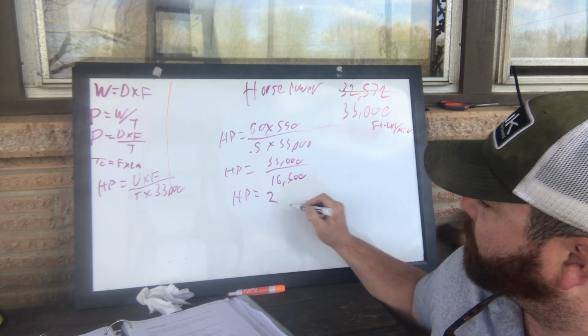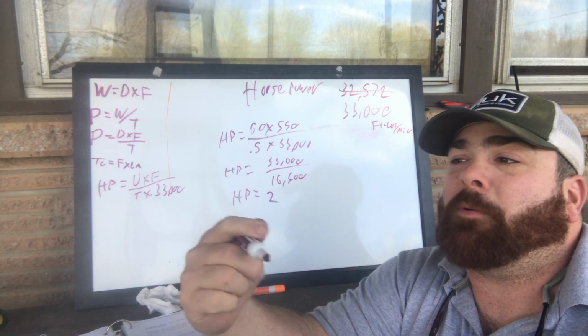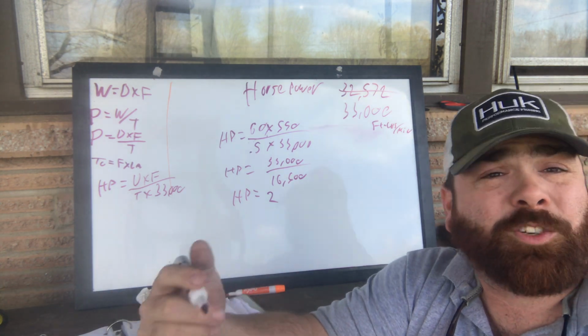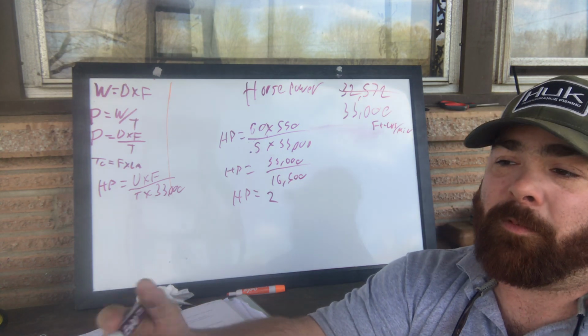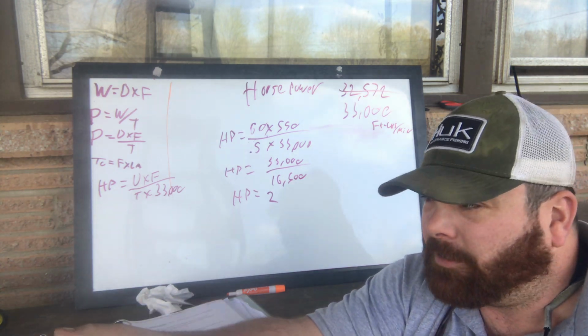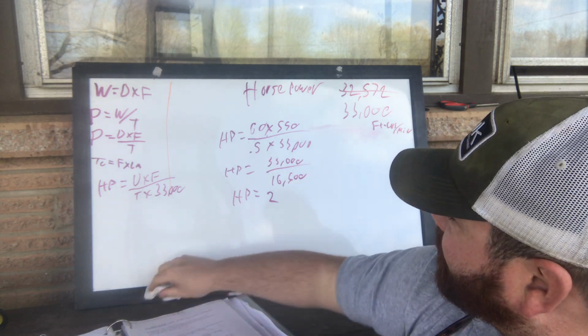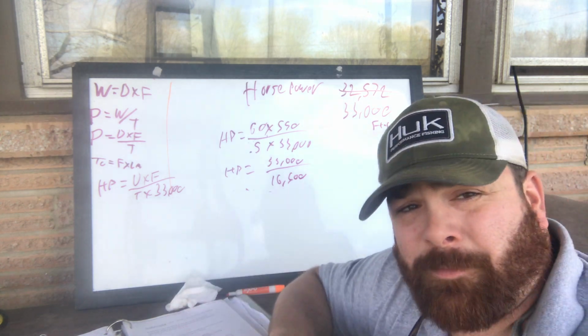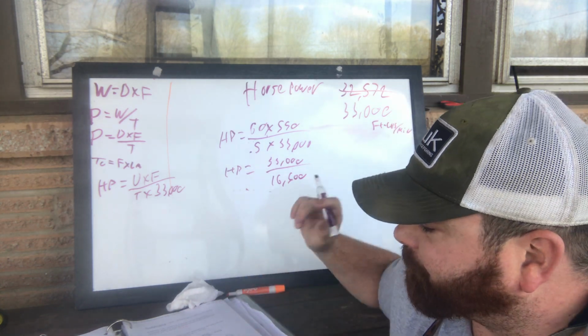Horsepower equals 2 horsepower. So if it does the same amount of work in half the time, it has twice as much horsepower. If it does the same amount of work in twice the time, it has half as much horsepower. Okay. Now, I hope you understood that, because it's about to get just a little bit more confusing.